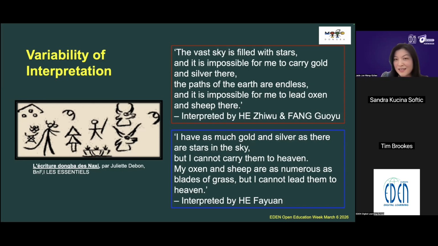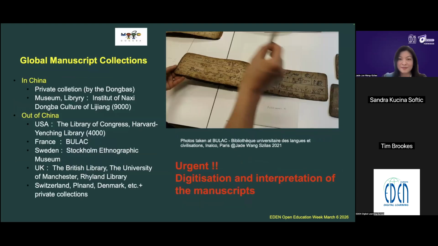And this is what a very famous Chinese researcher, Wang Yuanlu, has concluded about this phenomenon. He said that the Dongba script is in the transition phase between segmental and logographic writing, and that we can observe this from its variability of interpretation.